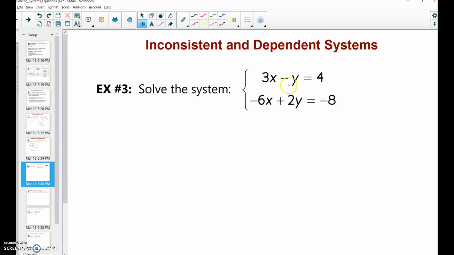I am aiming for the value again in front of y to be opposite of this 2y here. So I'm aiming for it to be a -2. That means this top equation needs to be multiplied by 2. So I have 6x minus 2y equals 8. And then my second equation is just going to stay the same. Just going to rewrite those over here.